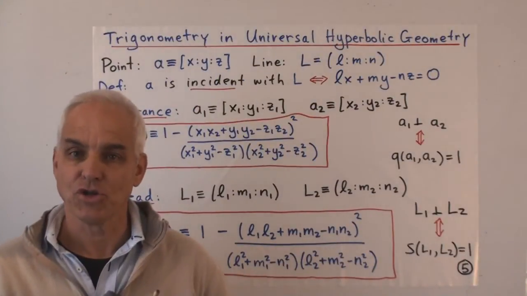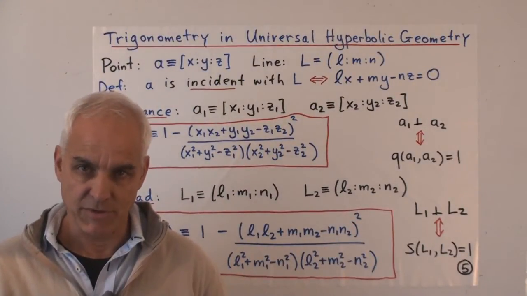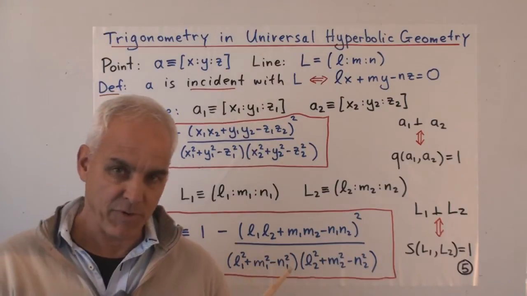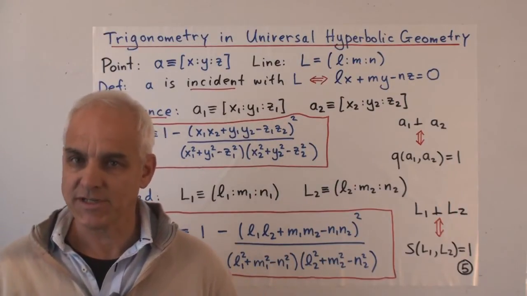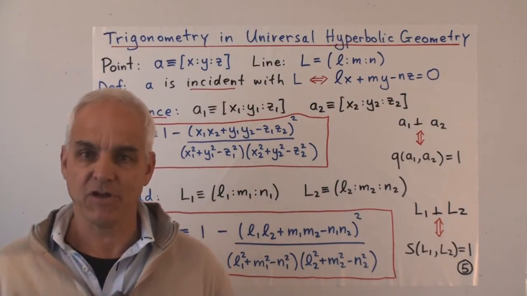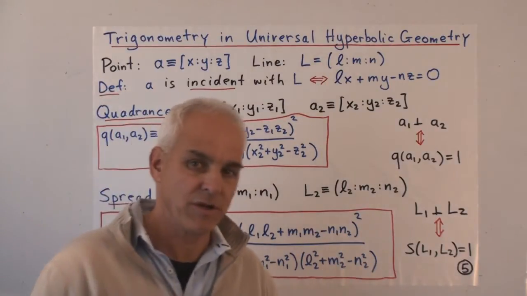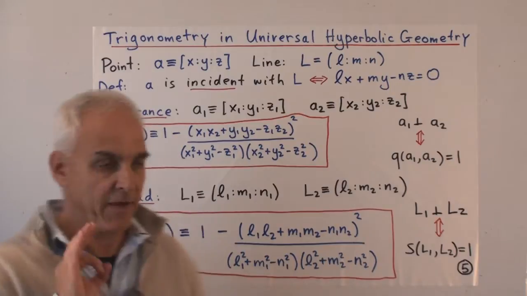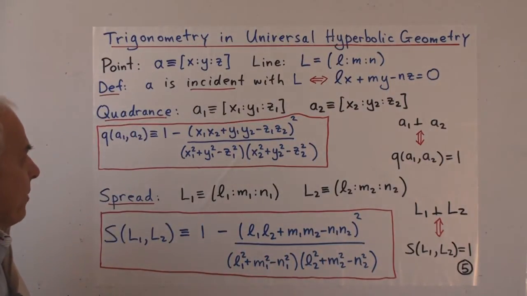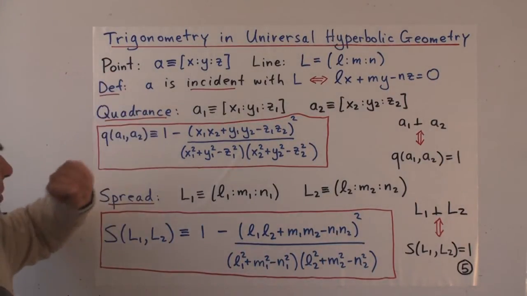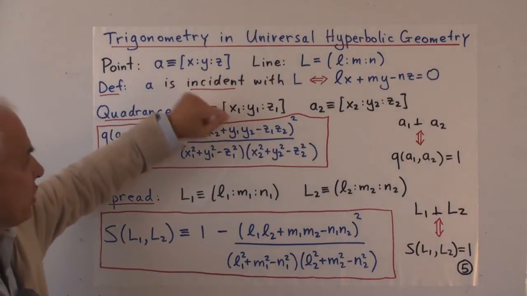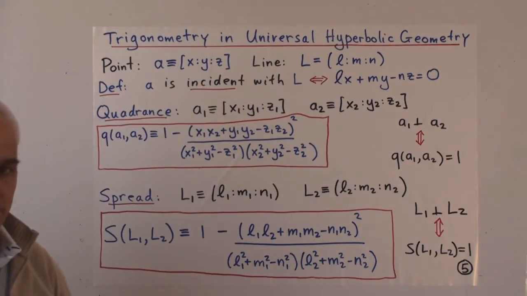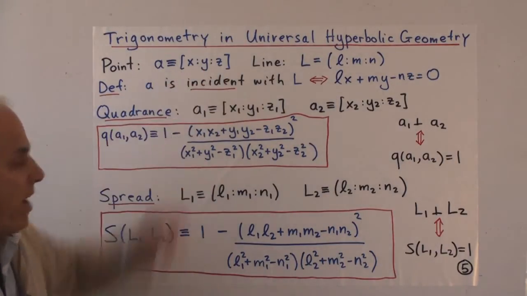Alright, so now let's turn to universal hyperbolic geometry. And in principle, you could start watching this series right now. I'm just going to tell you what the main definitions are without any motivation, without any pictures. Everything is purely algebraic. Everything is over the rational numbers. A point, what is it? It's a proportion of three rational numbers, x to y to z, in square brackets.